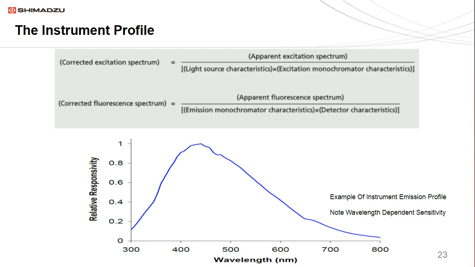From the top of this slide, you'll see the equations for the excitation. This consists of the light source characteristics and the excitation monochromator or the diffraction grating characteristics. For the emission side, it depends on the wavelength dependent detector changes and the emission monochromator. You see at the bottom an example of the instrument profile. You see it peaks at about 410, but you can see that there's a drastic difference in the emission side sensitivity as you go from 300 out to 800.